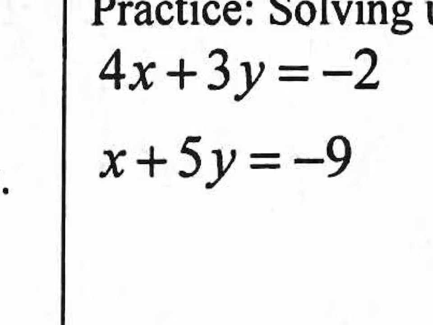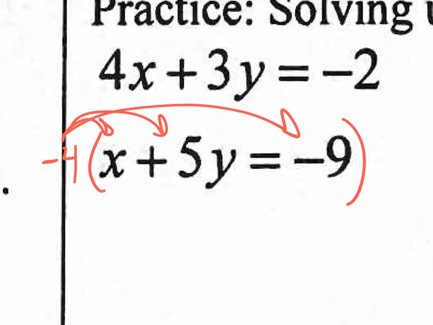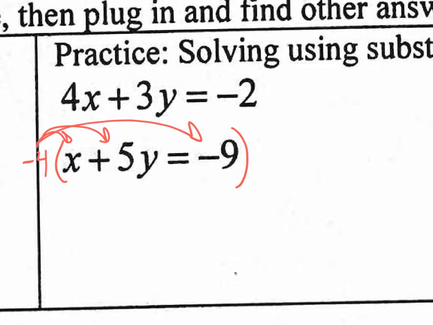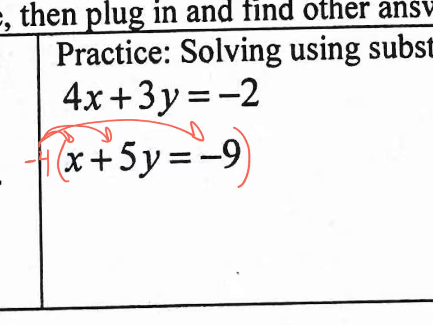So I'm going to put parentheses around the whole thing, and I'm going to modify the whole equation by multiplying it by -4. I want to distribute to each and every term. Now, why would I do that? Because then I will get a -4x right here, -4x instead of x. I'm going to get a -20y. And I'm also going to get -4 times -9. That's a +36.